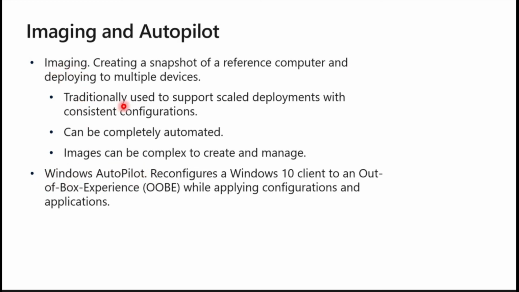And imaging means traditionally, manually, you can configure. For example, you can customize an image. You have a customized image you can configure, or let's say you have an image, you can take a snapshot of that image and create a customized image, and then you can deploy it to the entire organization. Both options we have.